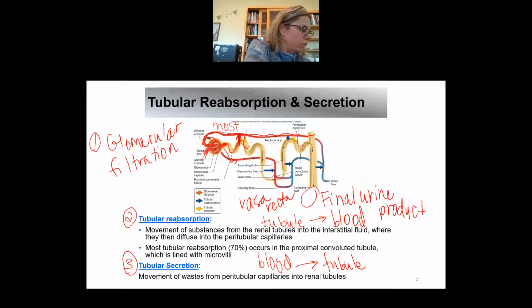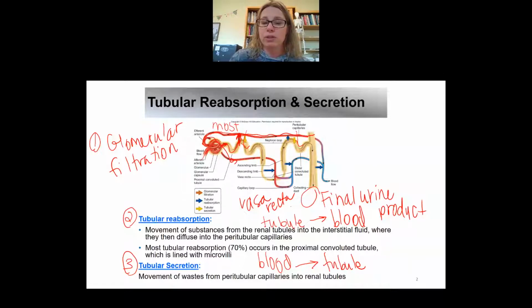That is going to be table 20.1. Okay, so look through those numbers and see what was secreted into the tubule. Think about what was reabsorbed.